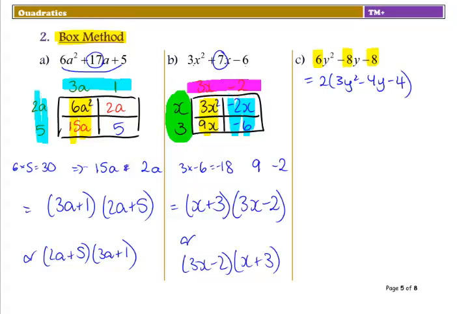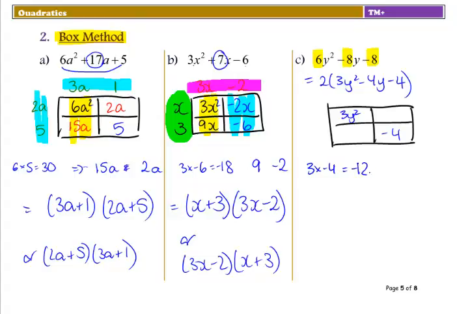Now draw your box. Okay, fill it in. 3y squared, negative 4. 3 times negative 4 is negative 12. Two things that multiply to give negative 12 and add to give negative 4 would be negative 6 and 2. So I have negative 6y and 2y.